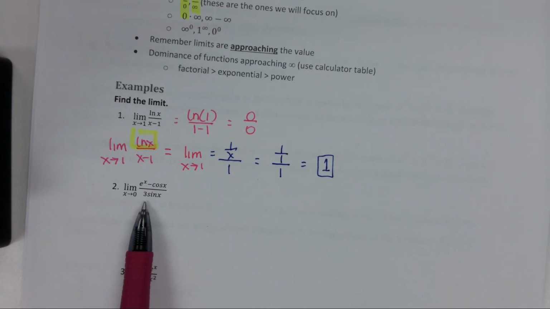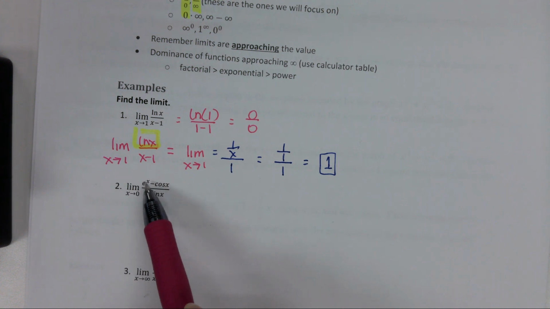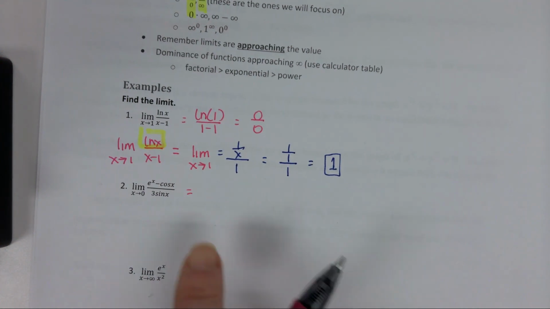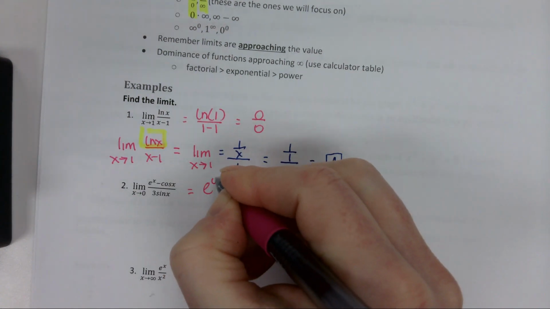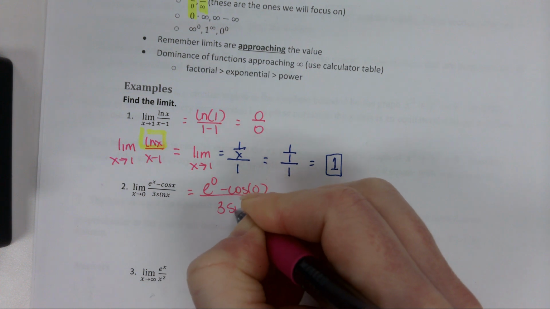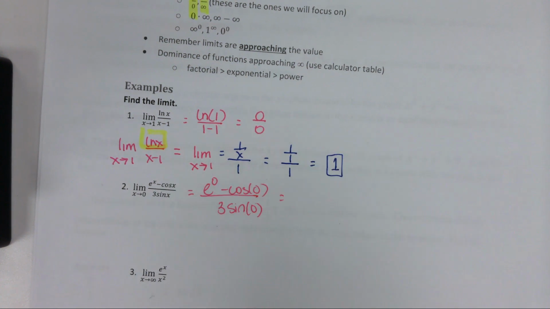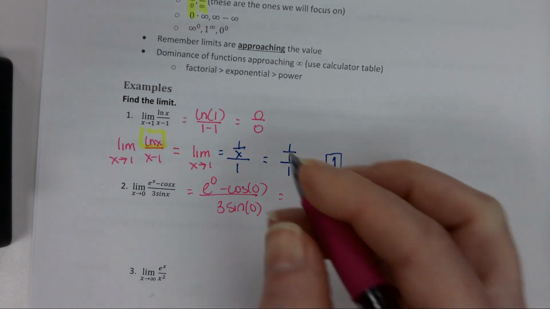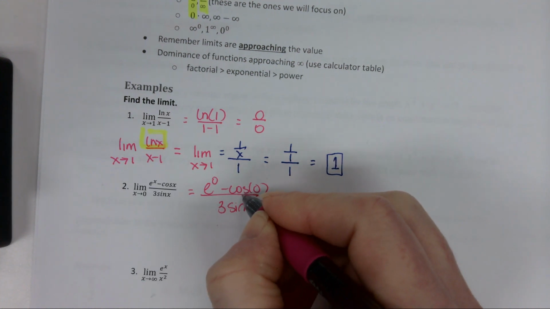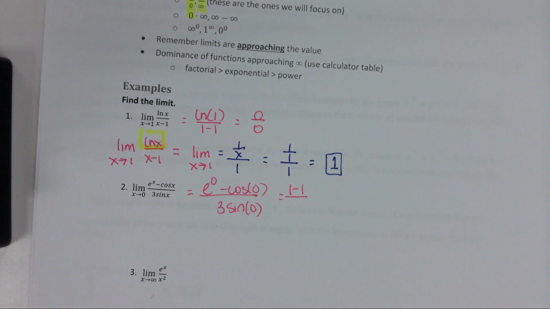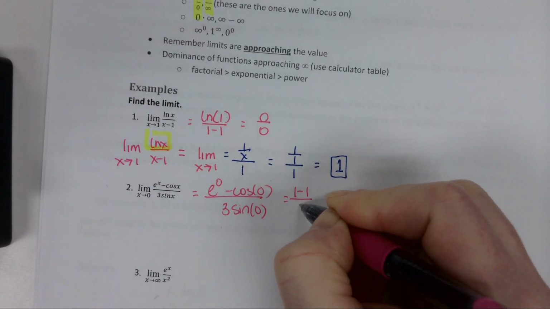Let's do this one. Let's just first confirm that this is e to the 0 minus cosine of 0 over 3 sine of 0. Okay, what do we get on the top? 1 minus 1 over, sine of 0 is 0.